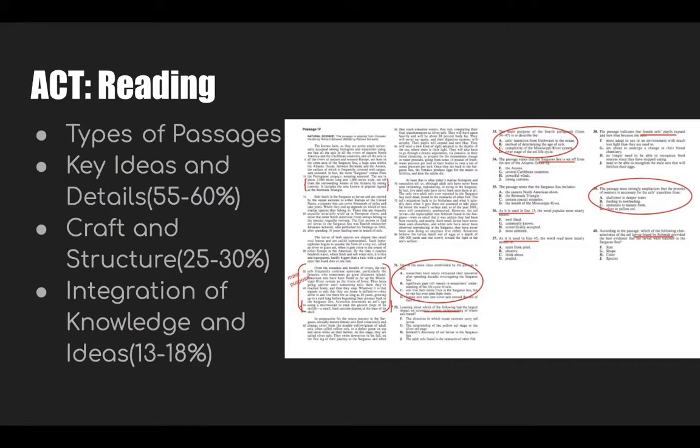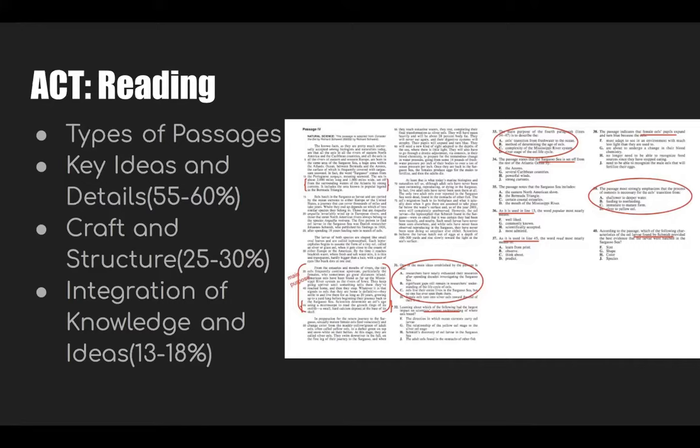So the ACT reading, though, is extremely hard because of the way that it's structured, and the time management. There are 4 passages, and they each talk about different things. For example, there's a prose passage, a social science passage, a natural science passage. And it talks about key ideas and details. So this is all comprehending reading.